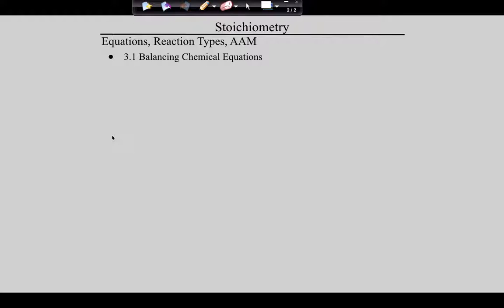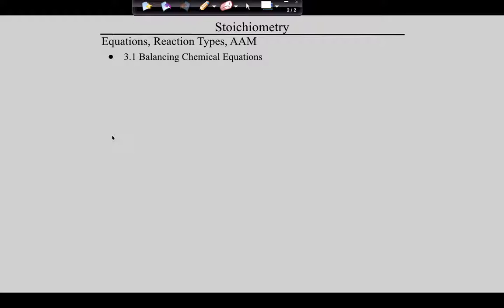Guys, fundamentally, why do we balance chemical equations? Why is it important? It tells us how many atoms are involved going in and coming out. What do we call the ones that go in? Reactants. The ones that come out are products. Why do they have to be the same? Law of conservation of mass. We balance chemical equations because if we don't, we're violating the law of conservation of mass.